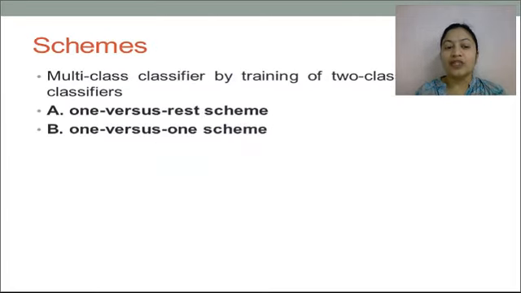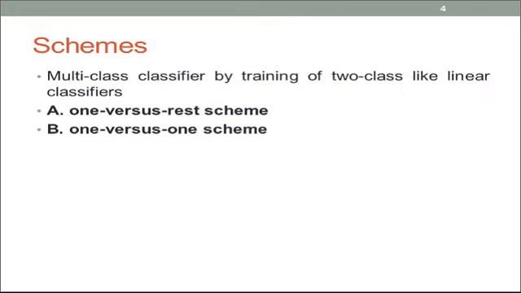Now, when we do this multi-class classification, there are two schemes to implement it as a two-class classification, that is binary classification. So, using binary classifiers, we can implement multi-class classification. There is no need to implement a new model for this. We only have to follow these two schemes using binary classifiers. The first scheme is one versus rest and the second is one versus one.